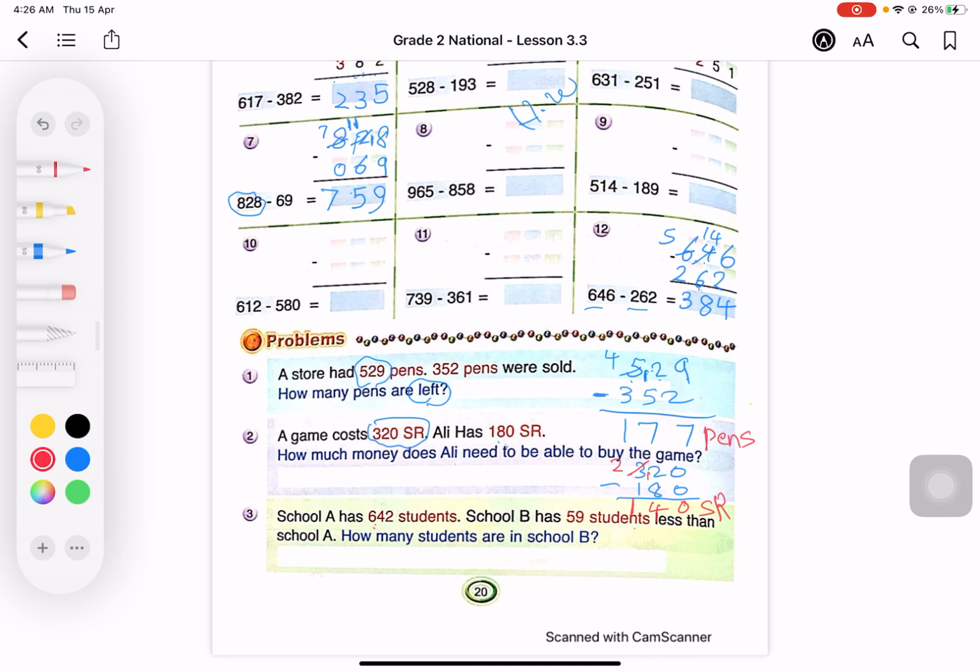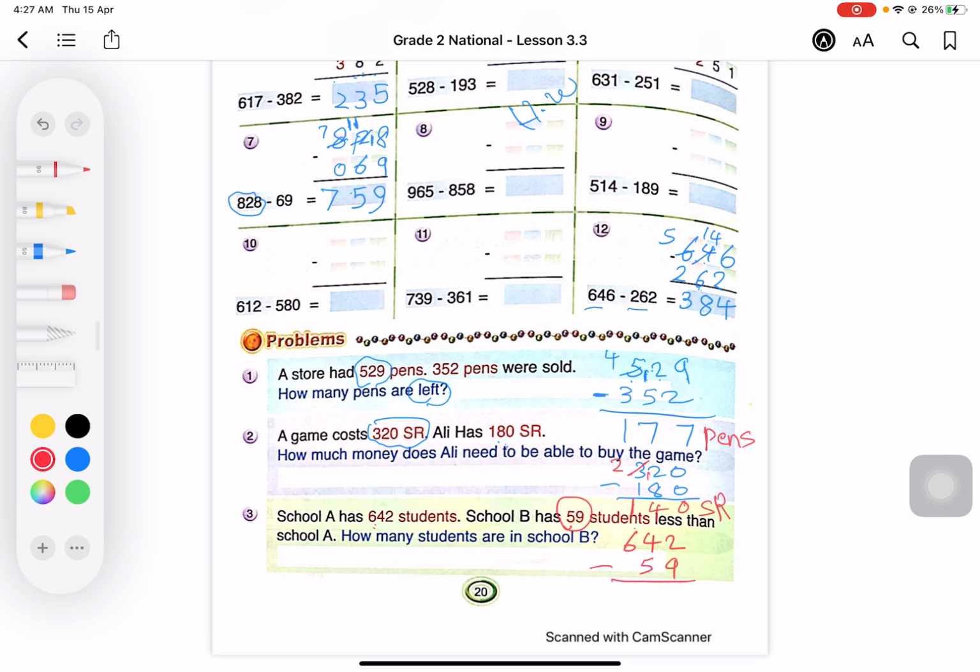So to know how many school B has, you are going to do what? Subtract. You are going to subtract. 642 students, these are in school A. School B has the same but less 59. Less, so go and take 59 from this number. Subtract.